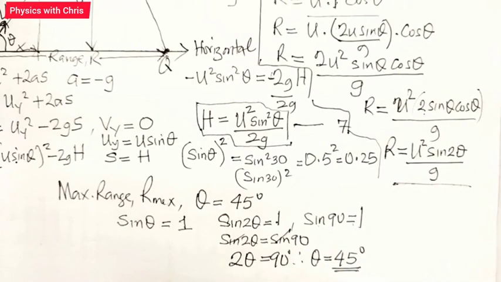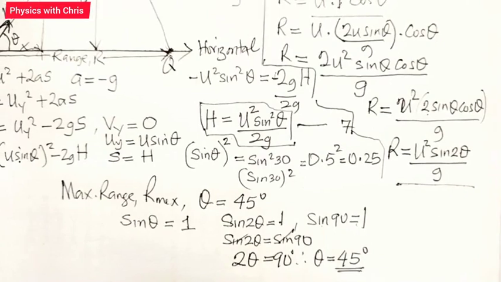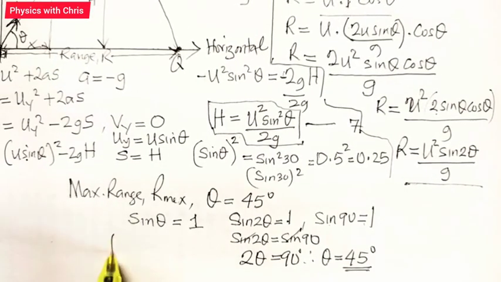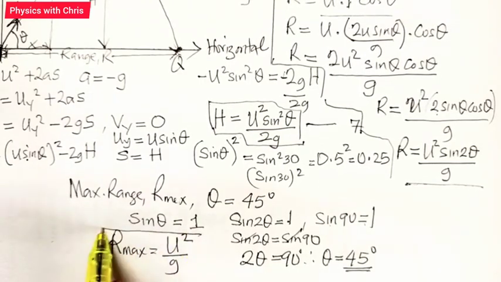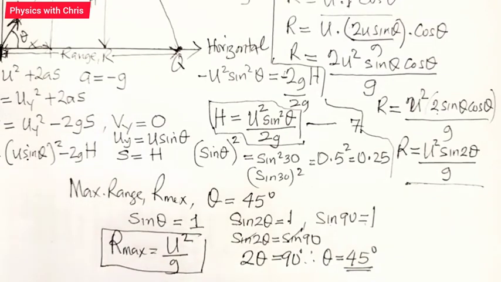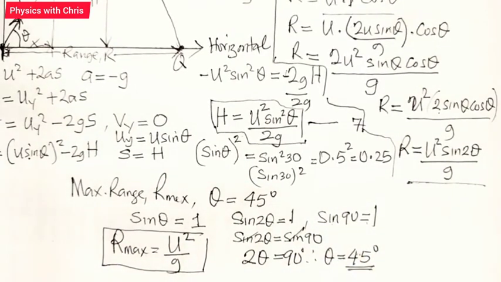So when a projectile is launched at an angle of 45 degrees to the horizontal, it attains its maximum range. And that maximum range is given as u squared divided by g. So this equation is only used when the launch angle is 45 degrees. In the next video, we shall solve some problems relating to projectiles.